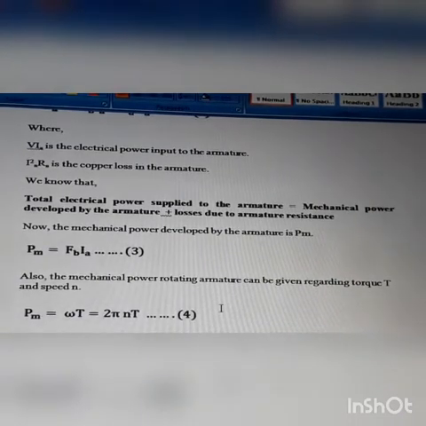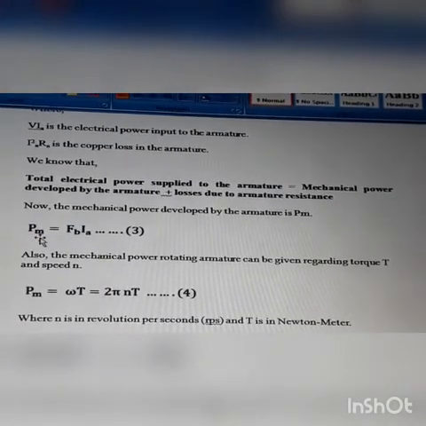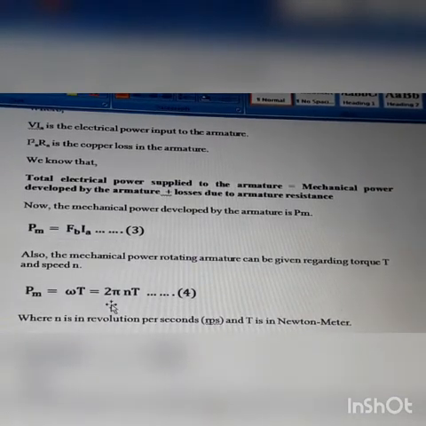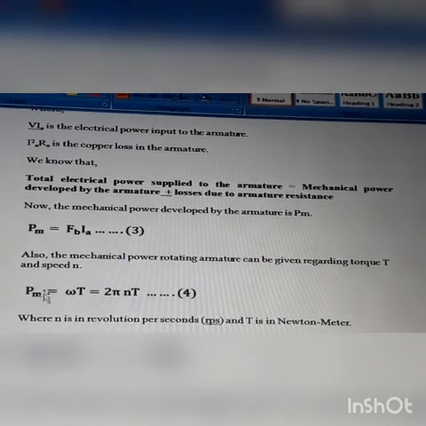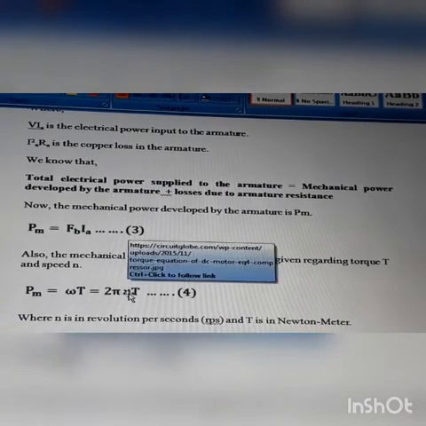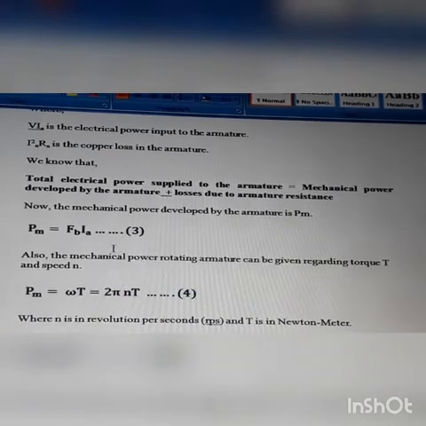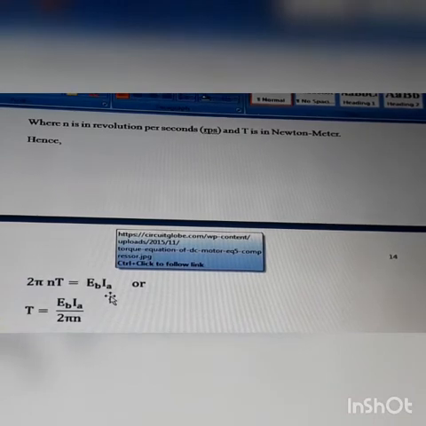So here we get two equations for PM. One is PM = EBIA, and the second equation is PM = 2πnT. Comparing equations 3 and 4, we get EBIA = 2πnT, because the left-hand sides are both PM. So we can write this equation as 2πnT = EBIA.